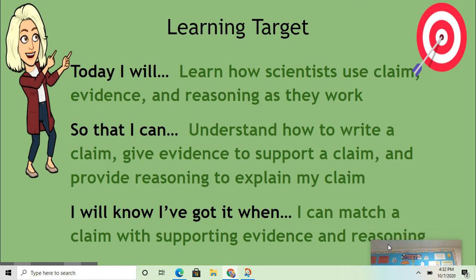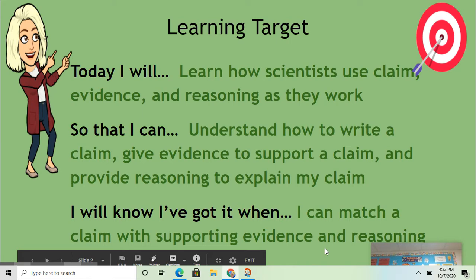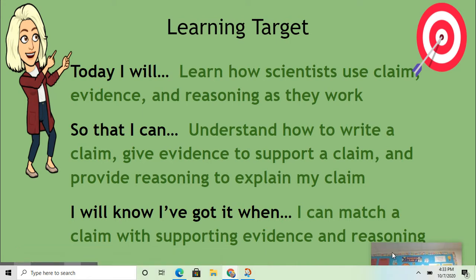Today, I will learn how scientists use claim, evidence, and reasoning as they work, so that I can understand how to write a claim, give evidence to support a claim, and provide reasoning to explain my claim. I will know I've got it when I can match a claim with supporting evidence and reasoning. Now, that's a lot of information in that target. So basically, today we're going to learn how to write a claim, give evidence to support that claim, and then provide reasoning to explain our claim.